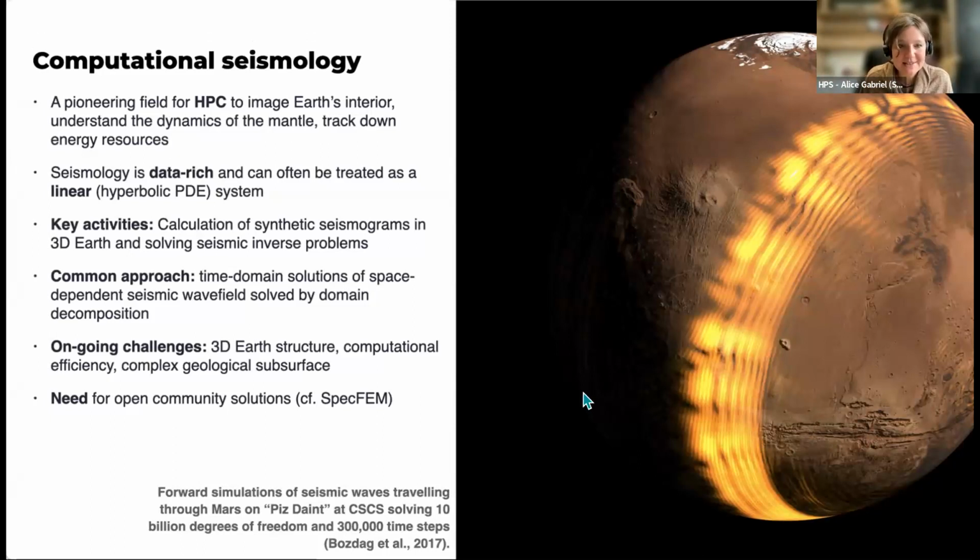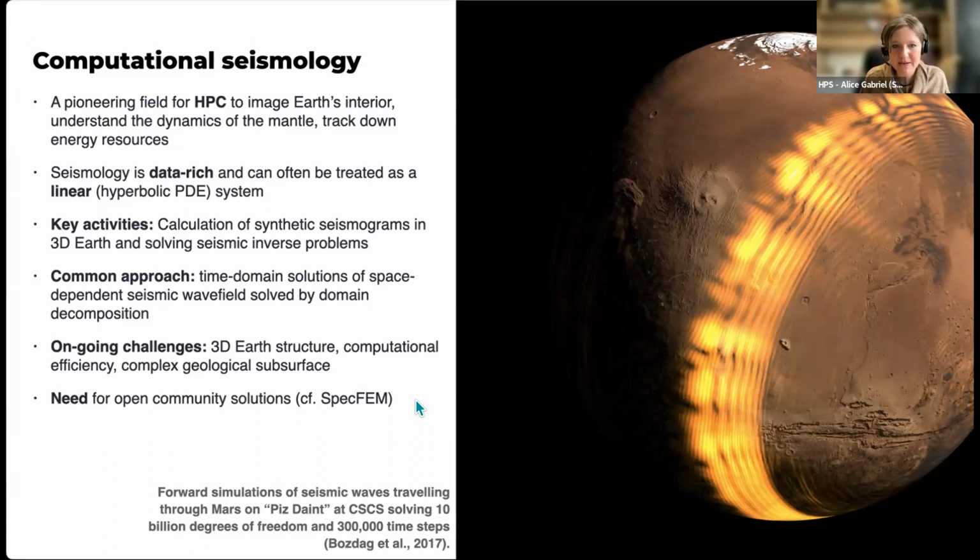There are many ongoing challenges. 3D Earth structure is often not known to the degree that we would like to know it. And depending on the numerical method and the approximations that we're doing, it can be complicated to fully integrate in our simulations. Computational efficiency, I'm sure we'll hear more about that in the afternoon, but this is mostly linked to, for example, including higher frequencies or including more multiphysics, and also the complex geological subsurface. And the need for open community solutions.